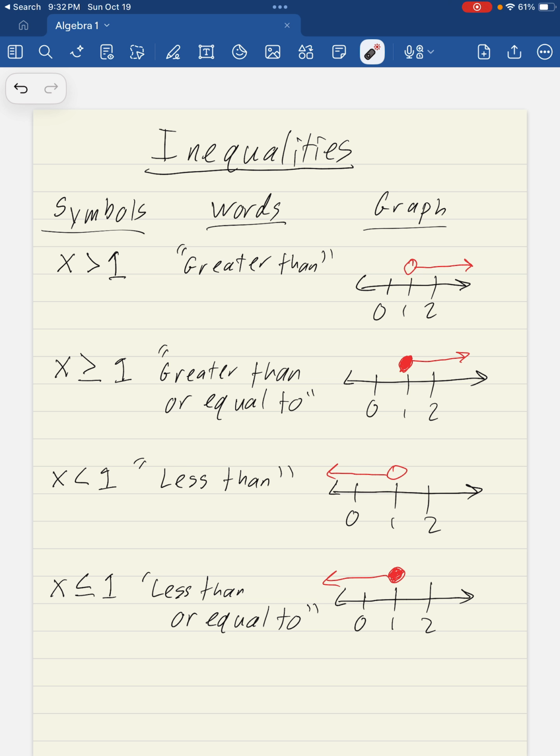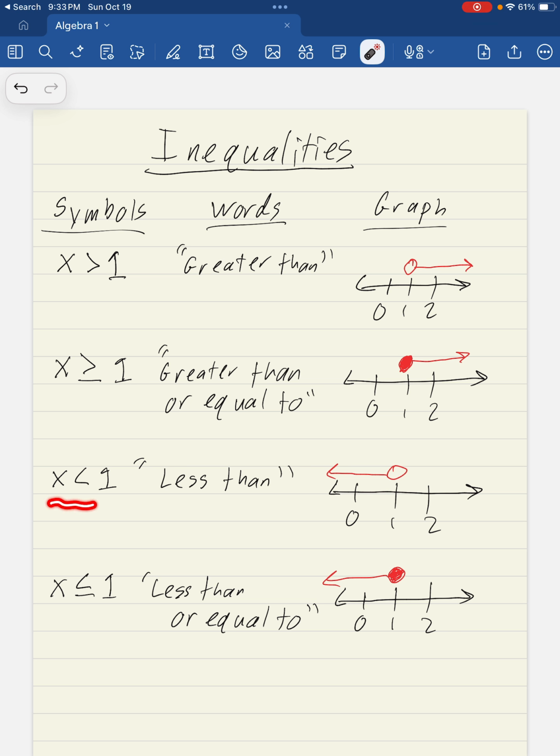If you look at the first and second symbols, the only difference is this line underneath. That gives us a closed circle, and it changes the words from greater than to greater than or equal to. So this one we'd say x is greater than, opening still towards that side of the value, but this line underneath means or equal to. So you have a closed dot for your graph, and it moves to the right because you still are greater than.